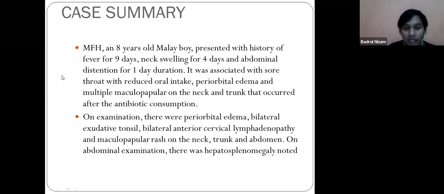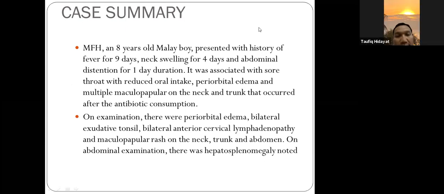On examination, there were periorbital edema, bilateral exudative tonsils, and also bilateral anterior cervical lymphadenopathy, and also maculopapular rash noted on the neck, trunk, and also abdomen. On the abdominal examination, there was hepatosplenomegaly noted.